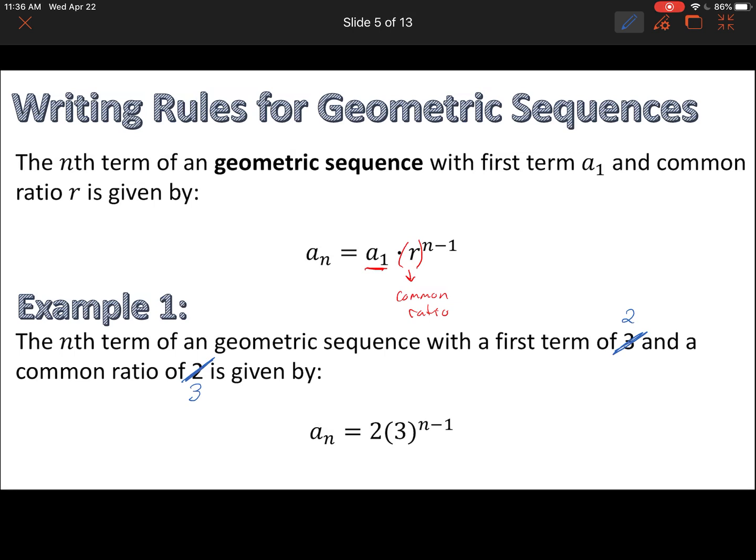So in this formula, the first term is 2. So here's my a sub 1. And the common ratio is 3. So what that means is this pattern goes like this. First term is 2. My common ratio is the number I keep multiplying by, so I'm going to multiply by 3. Multiply by 3. And so on. So that's the pattern this one is talking about.